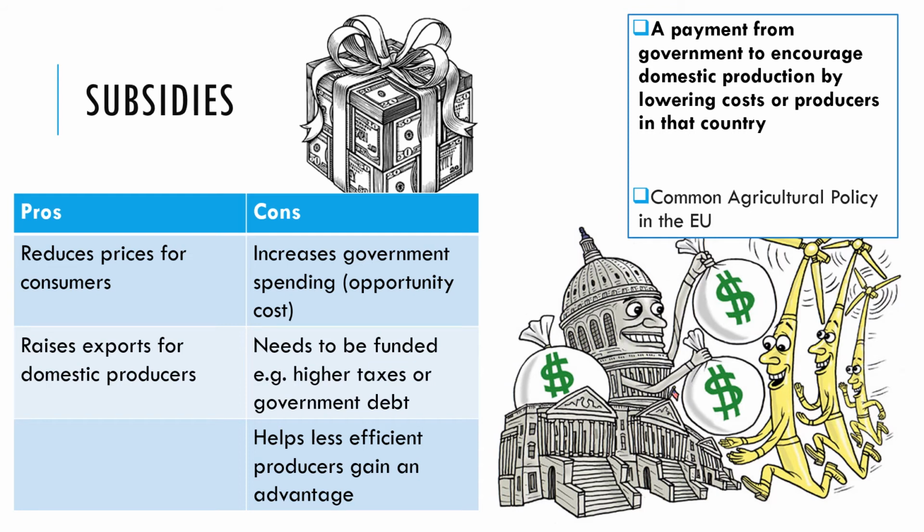Well, it increases government spending, and that carries an opportunity cost. What might be the next best alternative for that government spending? It needs to be funded, so the subsidy has to come either through higher taxes or through increased government debt. And again, it helps protect less efficient producers. So perhaps the reason the farmers couldn't compete in the first place is because they're not as efficient as the foreign farmers, but actually by subsidizing them, we're helping to protect less efficient businesses within the economy.